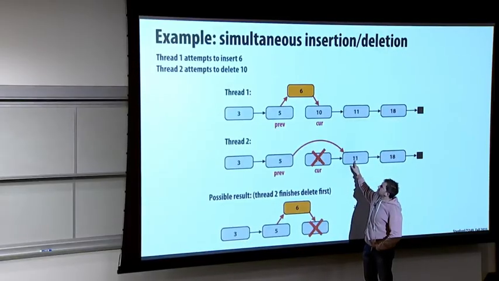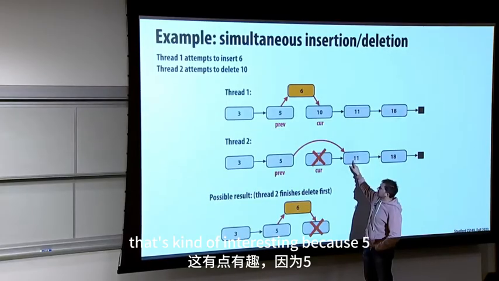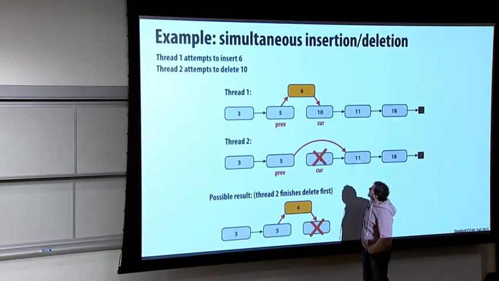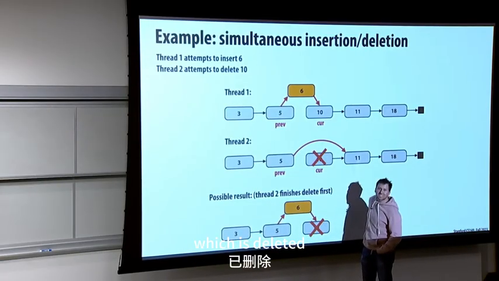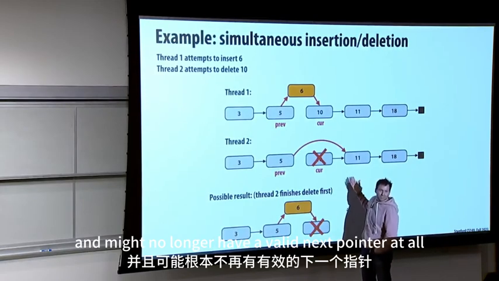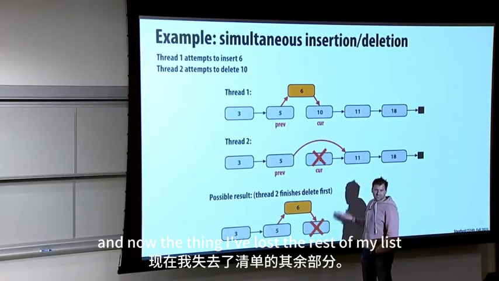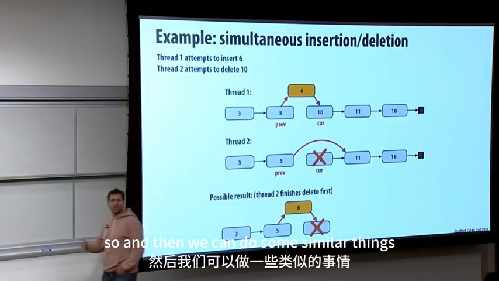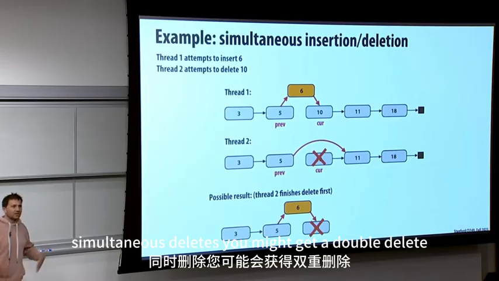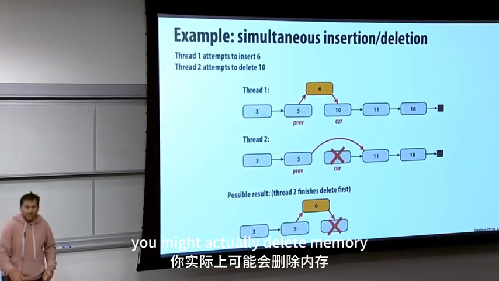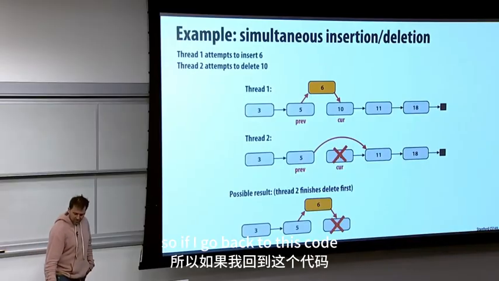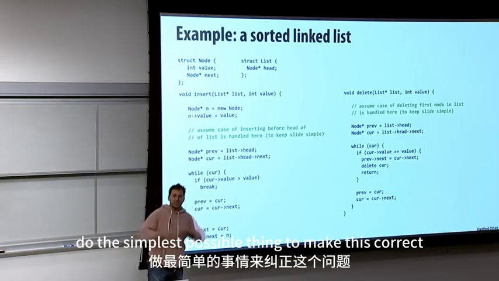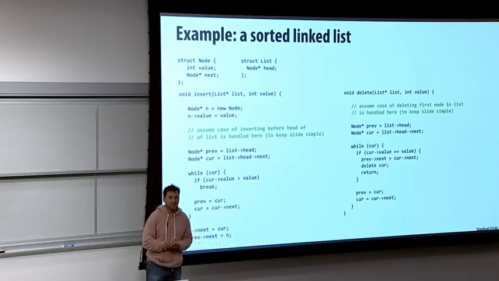But that's kind of interesting because 5, according to thread 1, is pointing to 6, which is pointing to 10, which is deleted, and might no longer have a valid next pointer at all. And now all of a sudden I've lost the rest of my list. And then we could do some similar things with simultaneous deletes. You might get a double delete. You might actually delete memory that's already been deleted. So if I go back to this code, and I said, in the spirit of do the simplest possible thing to make this correct, what would you do?